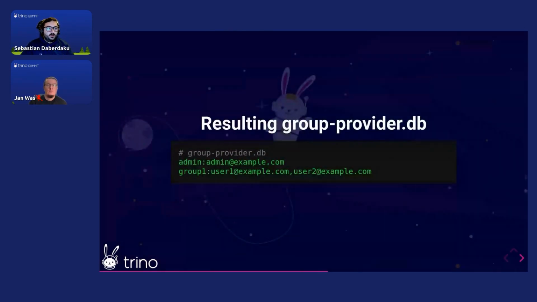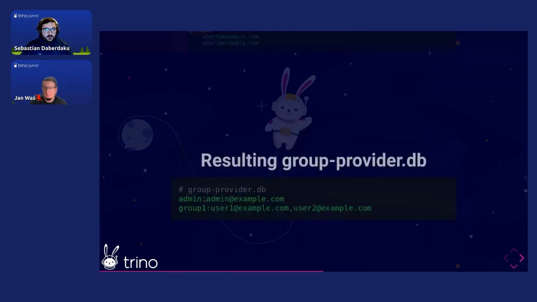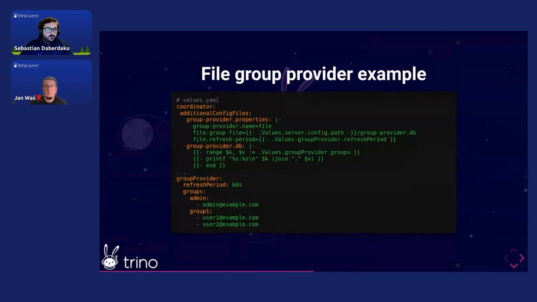And also the resulting group provider file is, of course, in the right format. If I may go back one second to the previous slide, you can see here that I'm mounting two files in the additional config files configuration. One is the group provider properties, where I'm telling it to use the group provider.db file. And then in the group provider.db, I'm transforming the configuration provided down there into the correct format.